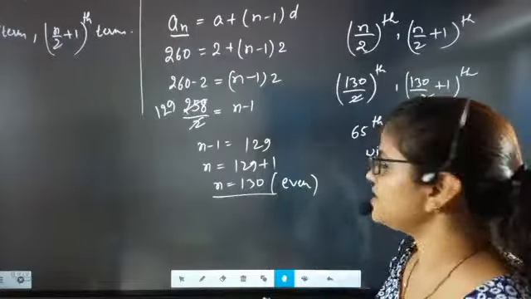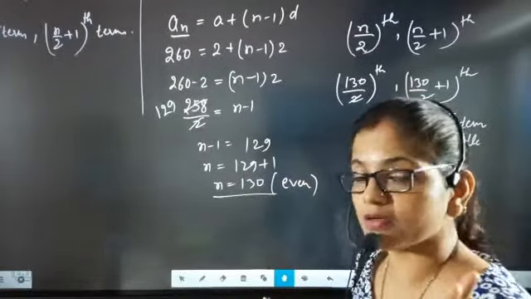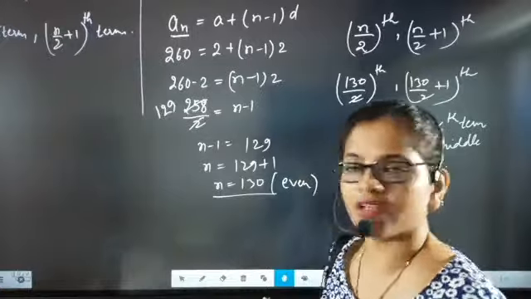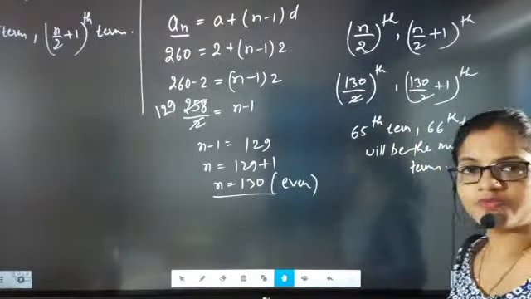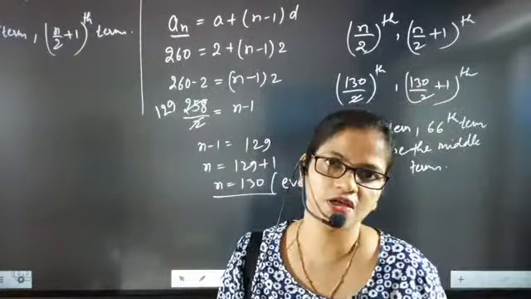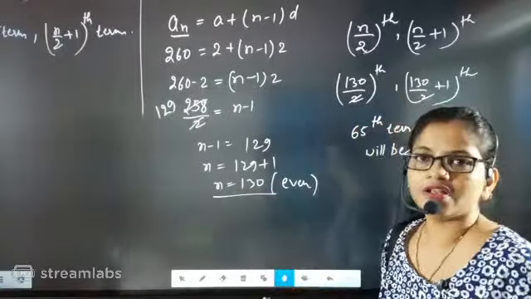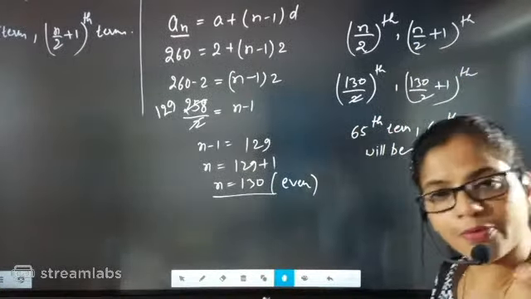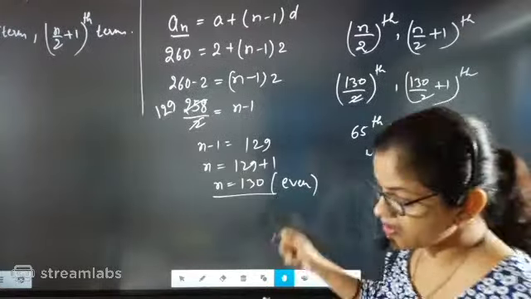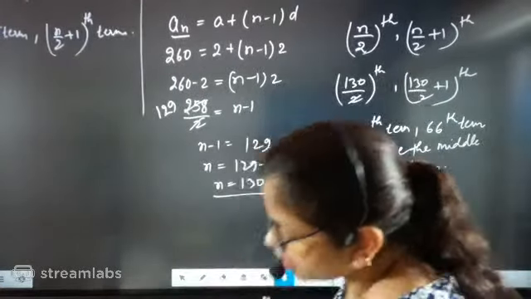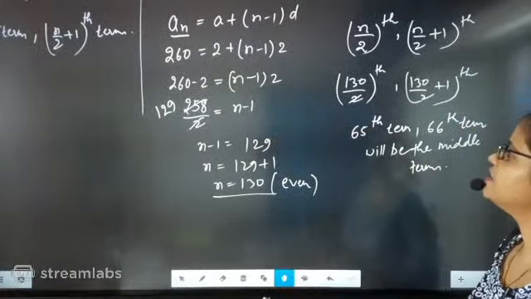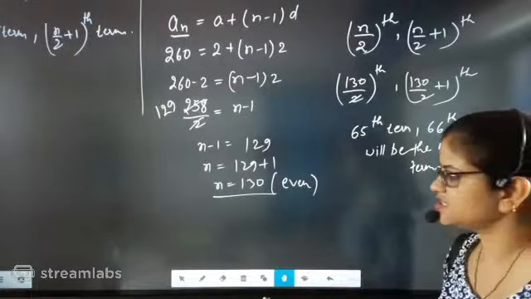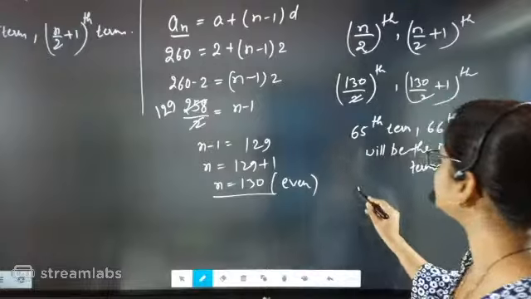If n is coming even, that means there will be two middle terms. After solving, you got n as even, that means the total is 130 terms. Now 130 is even, so the middle terms will be n by 2 and n by 2 plus 1. When n is even, how many middle terms will there be? Two middle terms. So one term will be for 65, one term will be for 66. So what are the middle terms?